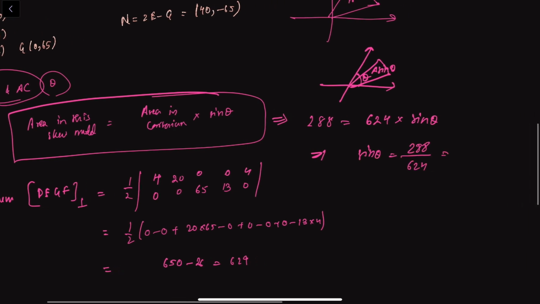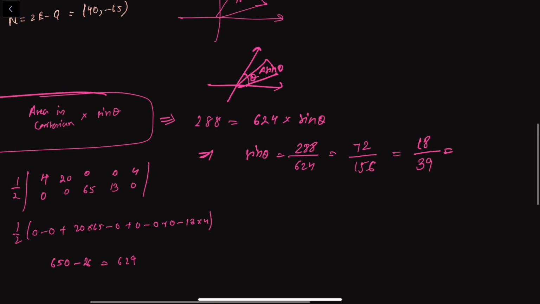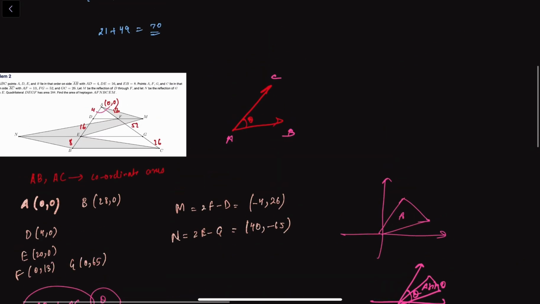So 288 by 624, we can clearly see it is divisible by 4. 4 sevens are 28, 4 72s are 288, and 4 ones are 4, 4 5s are 20, 4 6s are 24, so 156. Again, it is divisible by 4. 4 18s are 72, and 4 39s are 156. So it's divisible by 3 as well. So that means it is 6 by 13. So we got the angle of this coordinate system.